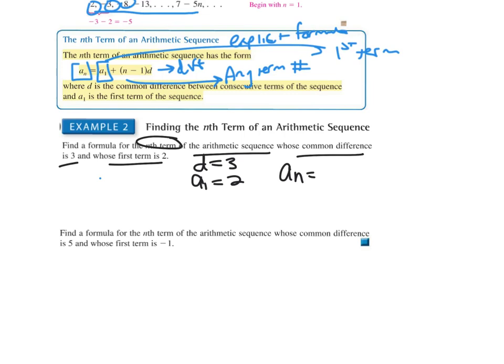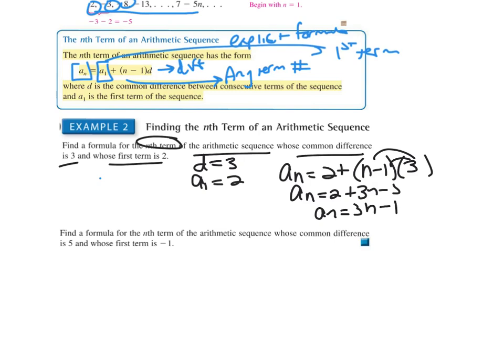I can plug in, oops, sorry, I went to the next page. N stays N because we want to find an equation that works for any term. And then D is 3. And then all you have to do is simplify that. So it becomes AN equals 2 plus distribute the 3. So AN equals 3N minus 1. So that is your nth term. And the nice thing is, if they now asked you for the 20th term, you could plug in 20 for n, and you could find the 20th term very quickly.